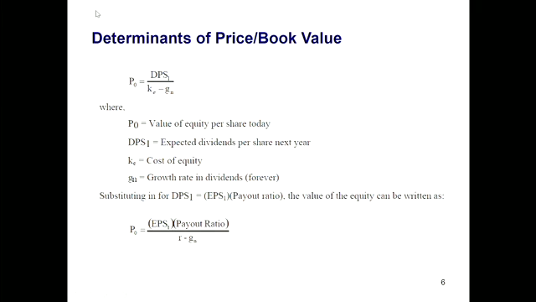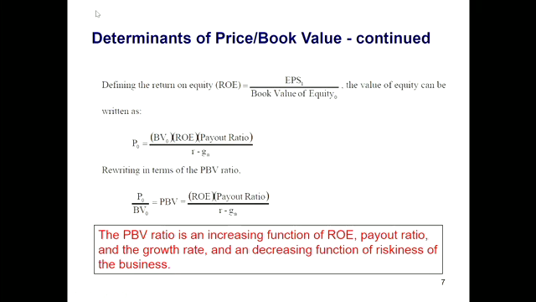So the price to book value ratio can be represented in the equation. It's an increasing function of return on equity and payout ratio, and also the constant growth rate of the cash flow from investment, that's the dividends, and a decreasing function of the risk of the company. That's the r you see in the equation here, the cost of equity.